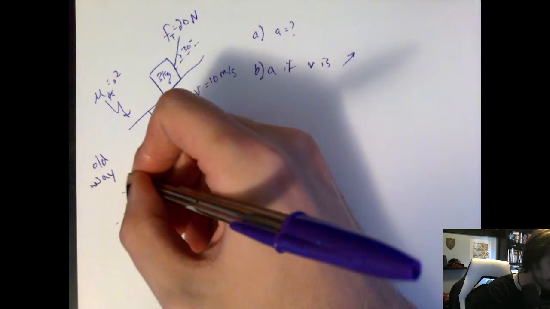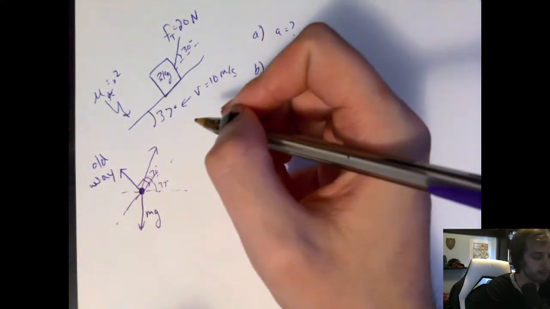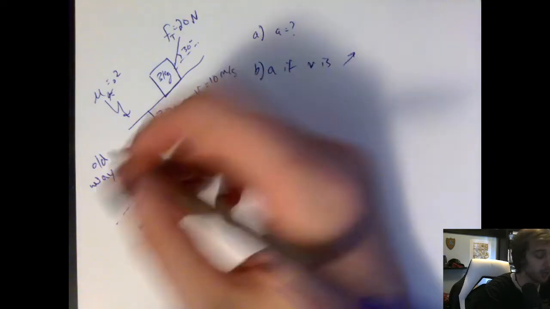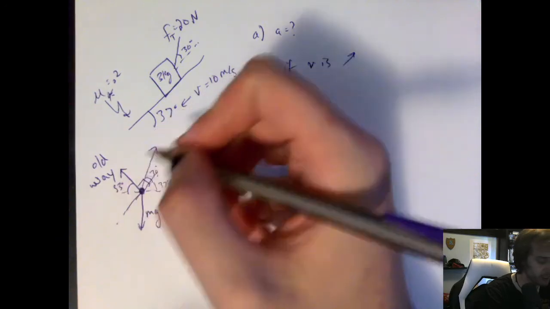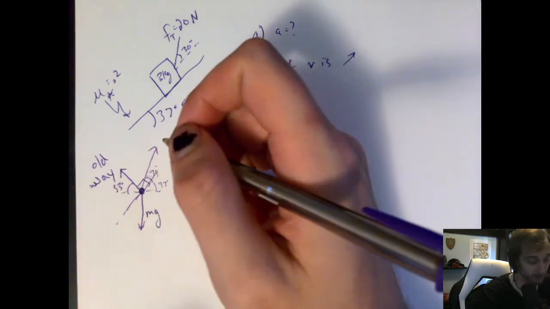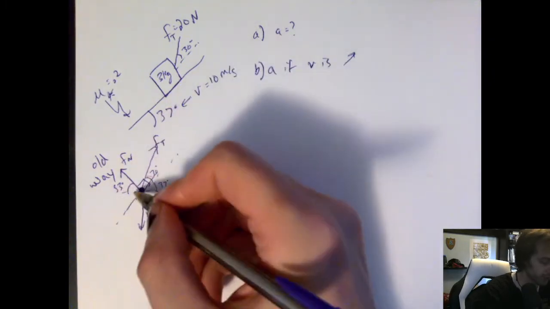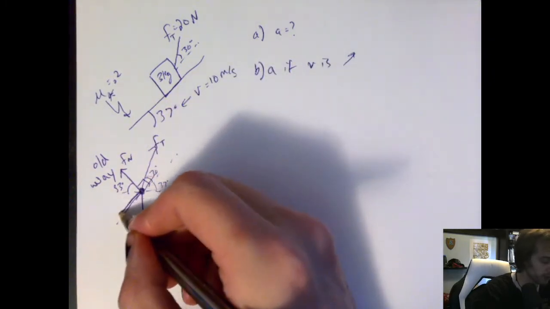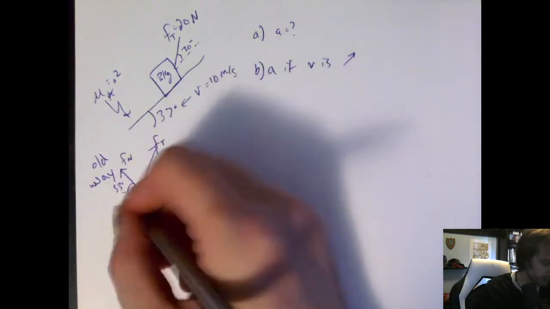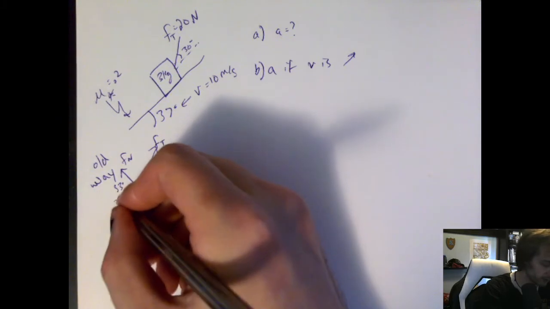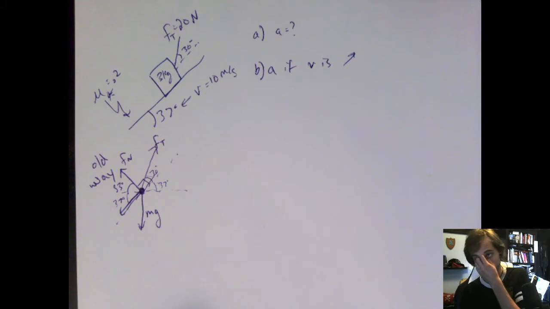Our normal force is at a 90-degree angle from the hill, which means it's at a 53-degree angle from the horizontal. So that's Fn. And our friction is going to be going down the hill, which means that our friction is at opposite interior angles. So this is a 37-degree angle from the horizontal.